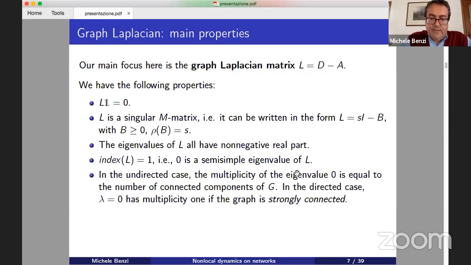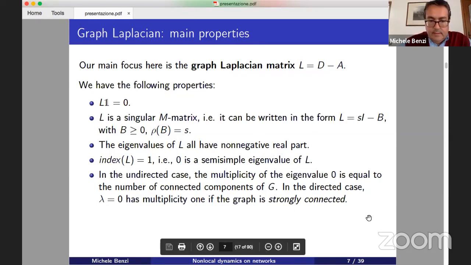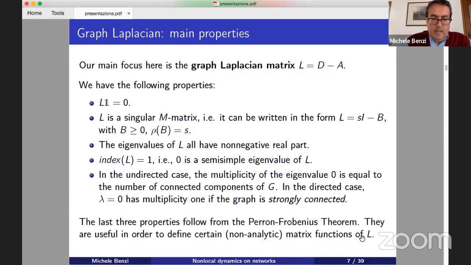Moreover, if the graph is undirected, then the multiplicity of the eigenvalue 0 gives the number of connected components of the graph. In the directed case, this is not true in general. However, it is true that if the graph is strongly connected, which means that every node can be reached from any other node by following a directed path on the graph, then the eigenvalue 0 has multiplicity 1. And in most of what I say, I will be focused primarily on strongly connected graphs. So these last 3 bullets are consequences of the Perron-Frobenius theorem. They're fairly straightforward consequences. And as you will see, they will be necessary in order to define certain matrix functions of L.